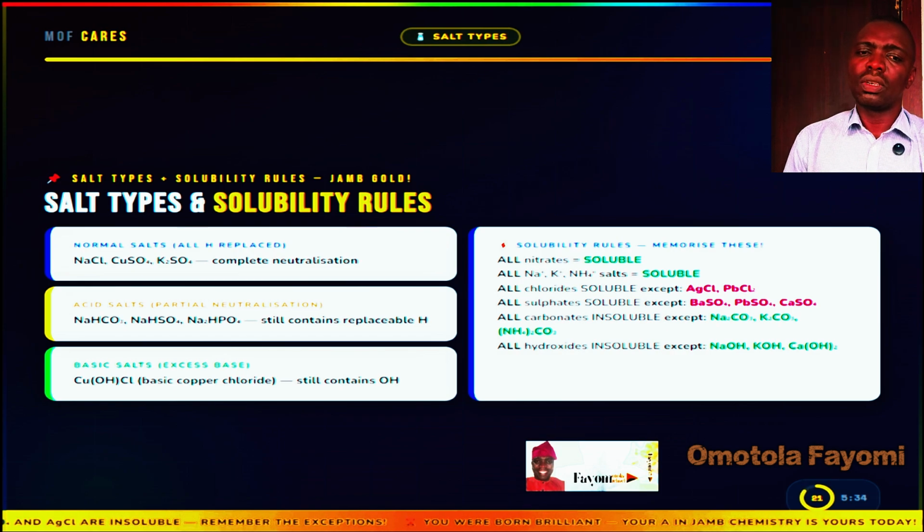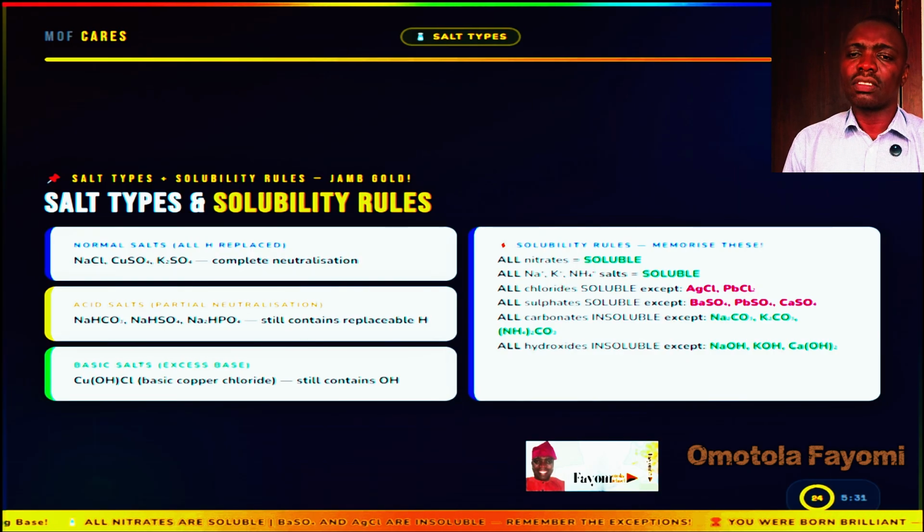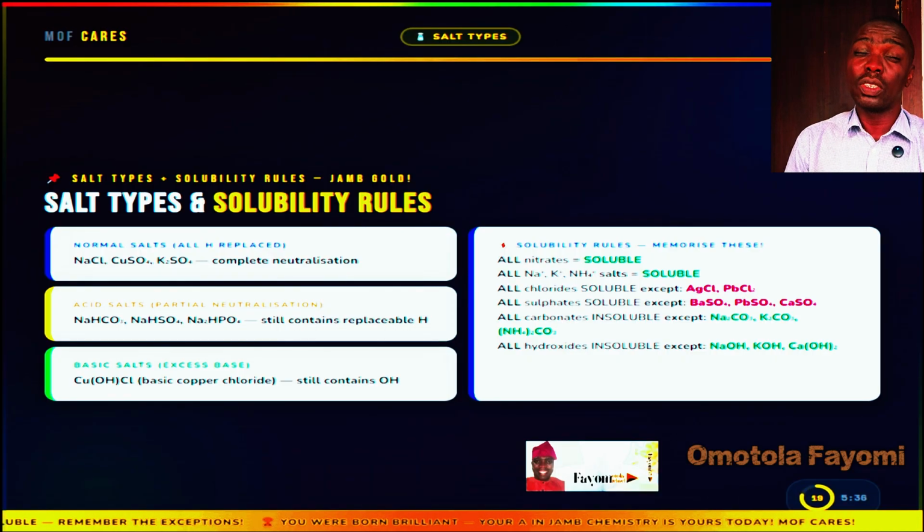Now, solubility rules. This comes up in JAMB regularly for predicting whether a precipitate forms. The rules: all nitrates are soluble; all sodium, potassium, and ammonium salts are soluble. Chlorides are soluble except silver chloride and lead chloride. Sulfates are soluble except barium sulfate, lead sulfate, and calcium sulfate. Carbonates are generally insoluble except sodium, potassium, and ammonium carbonate. Hydroxides are generally insoluble except sodium hydroxide, KOH, and calcium hydroxide.